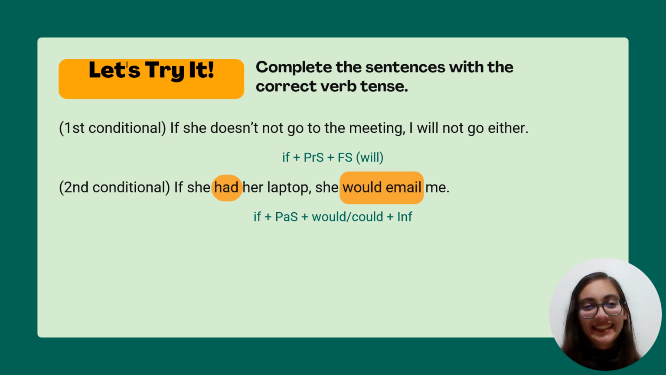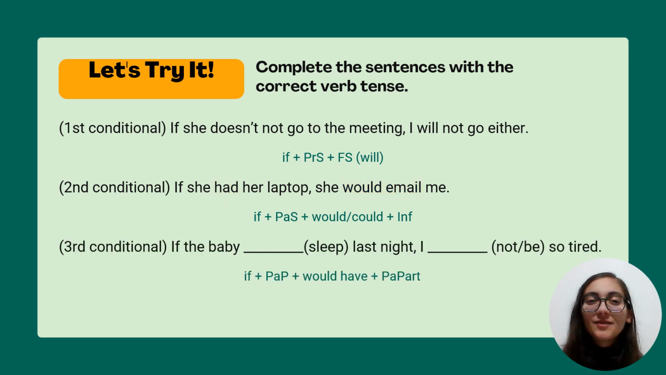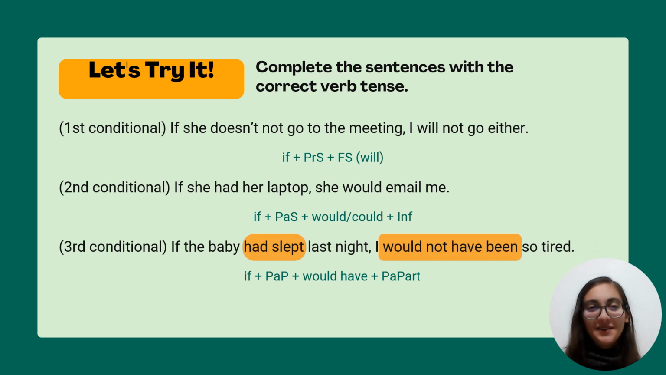We have a big one next. We have a third conditional. It reads, if the baby last night, I so tired. Now remember, the participle of sleep is slept, and the participle of be is been. Now pause the video and have a think. Ready? Alright, and here are the answers. How did you go?